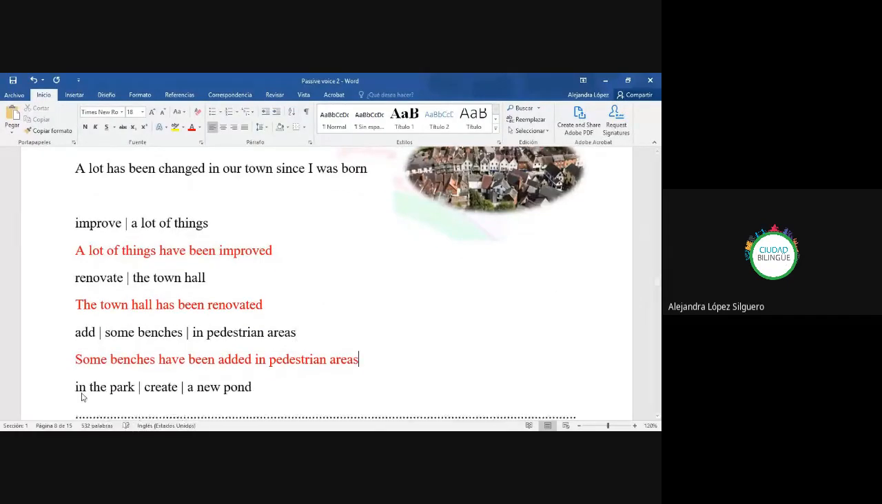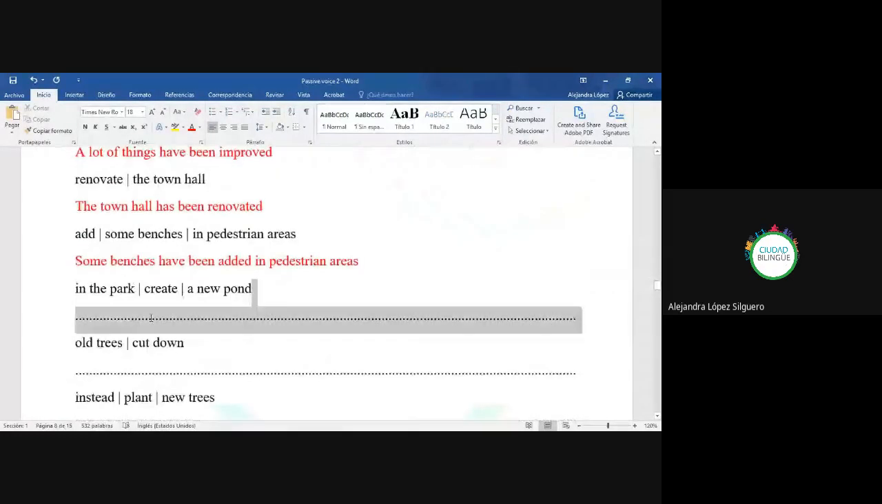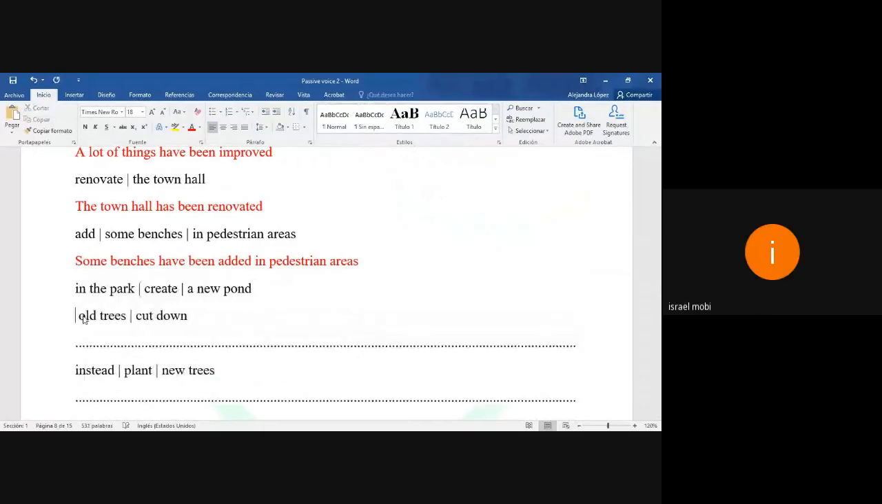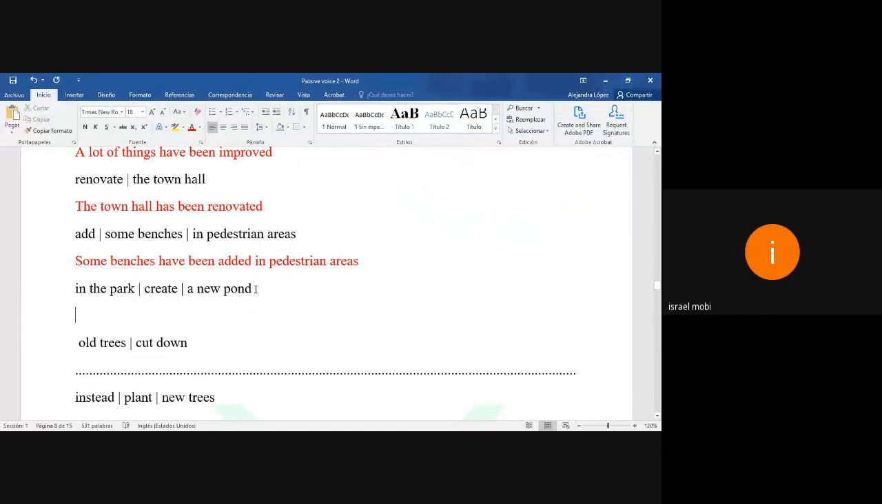Okay, let's continue. We have in the park, create a new pond. Teacher, I have a question. Yes. It's possible to change the order of the sentence. For example, if I say in pedestrian areas have been added some benches, or is not good? No, it's not correct because you have to add first the subject. The subject is some benches.